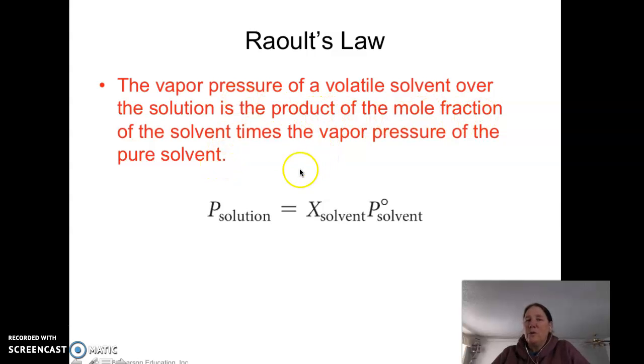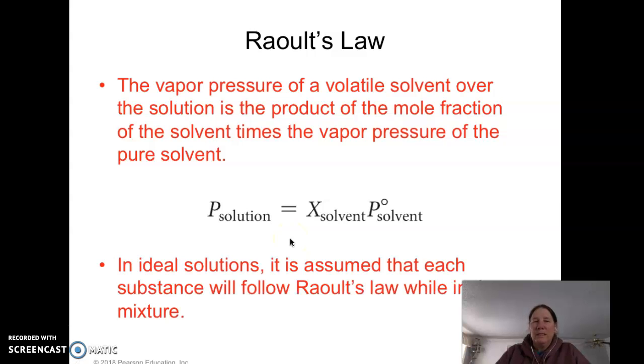It sounds a lot more complicated than it is. A mole fraction would be the moles of whatever your solvent is, usually water, over the moles of the solution. We can find that easily. And then you just take that number and multiply by the normal vapor pressure. If it's an ideal solution, in other words, one with low concentrations, it'll follow this law, and we're just going to go with that. There can be some interactions that mess it up a little bit, but they're few and far between, so we're not going to worry about them.